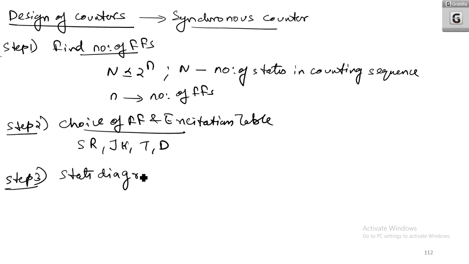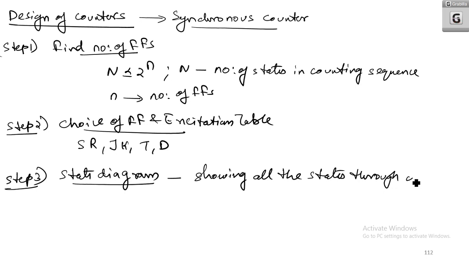Draw the state diagram. A state diagram is a diagram showing all the states through which the counter is passing, or the counter can count. So that is a state diagram. A detailed explanation of the state diagram will be given while doing a problem.